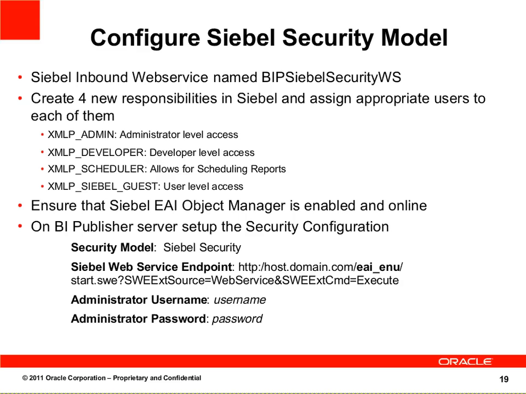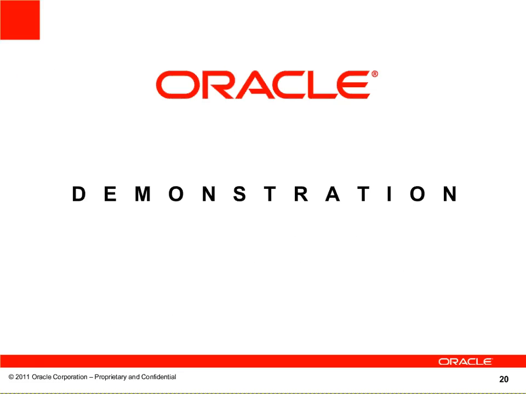We also need to ensure that the Siebel EAI Object Manager is enabled and online, and I'll tell you why when we do the demo. The EAI Object Manager comes into play whenever we enable the Siebel security model. We learned a few slides before about the application OM. We also saw the XMLP report server component, which we said is important. And then the EAI Object Manager is also the third component which is needed for supporting.